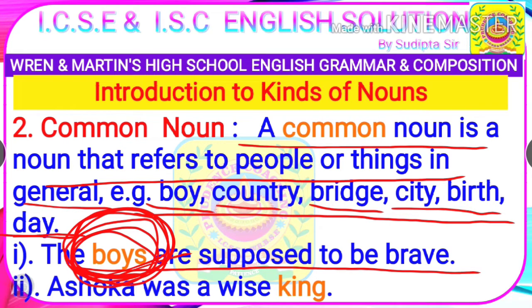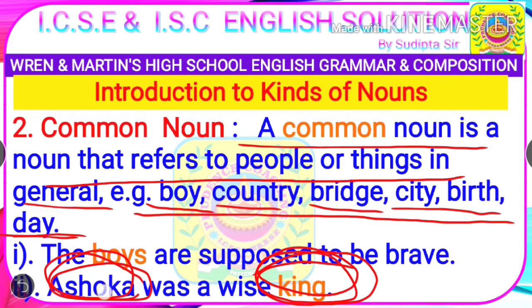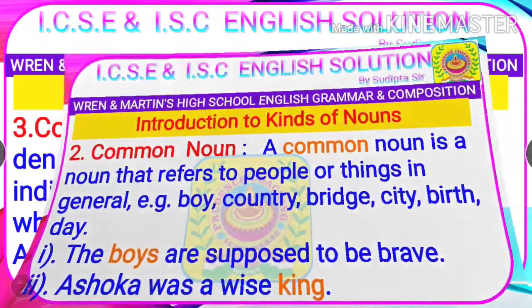In the next sentence, Ashoka was a wise king. There are so many kings in this world, but Ashoka has been compared with a particular king. So Ashoka is the name of a particular king. This is a proper noun, but there are so many kings in the world. That's why king is a common noun.